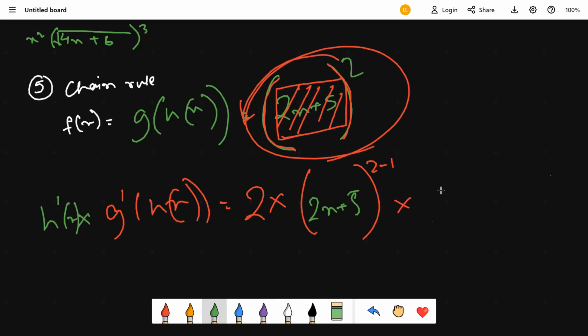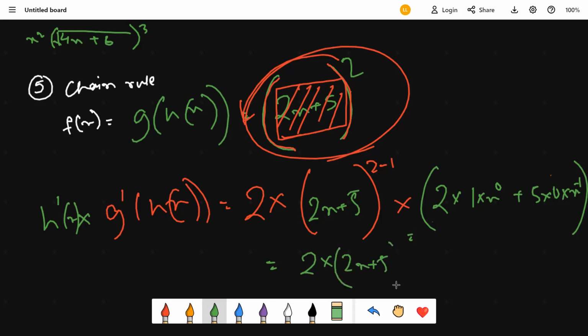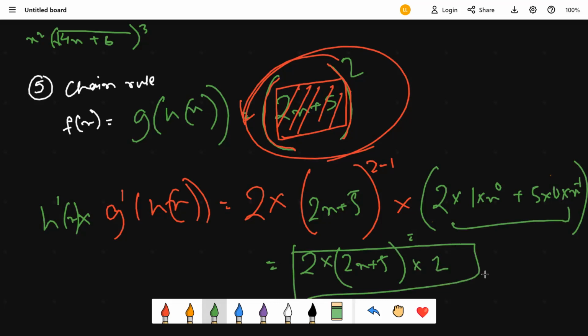The inner part is going to be differentiated as 2 into the differentiation of x, which is 1 times x to the power 0, plus 5, which is 5 times 0 times x to the power minus 1. This is multiplied as a whole. So this gives us a value of 2 times 2x plus 5, and this gives us a value of, into 2. So that's how our differentiation works. In the next part of the video, we'll be doing some more elaborate math, and we'll be solving this one.